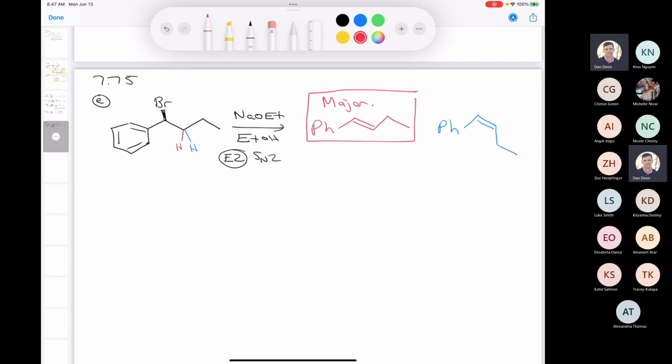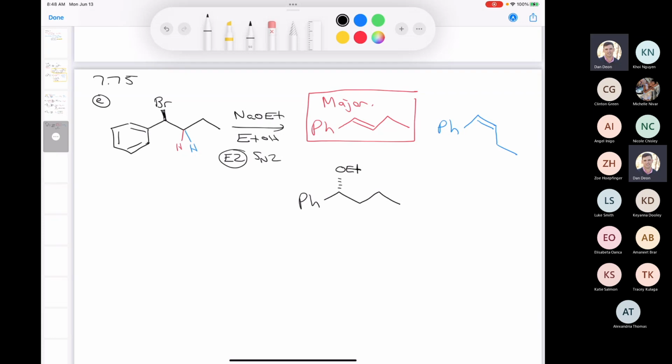Now, we can also get some SN2. What does the SN2 product look like? Well, we have a chiral center, and we know the SN2 is concerted. Nucleophilic attack, loss of leaving group occurs simultaneously, and so it occurs via inversion of configuration. Therefore, when we draw our ethoxy group, it's going to be on a dash instead of a wedge.